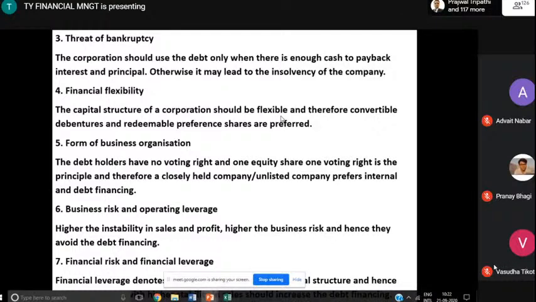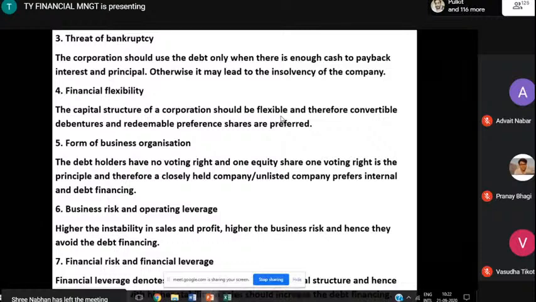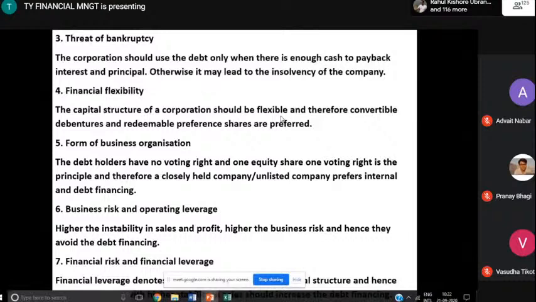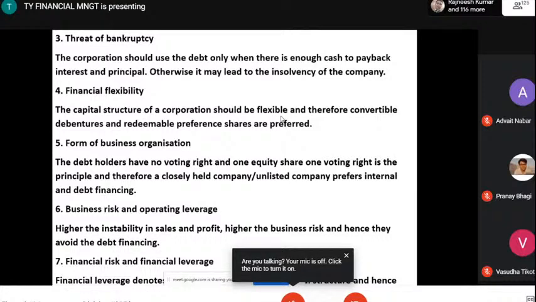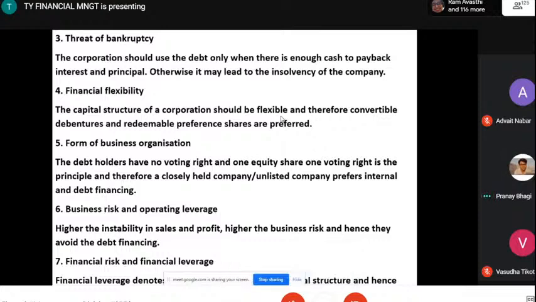The capital structure of a corporation should be flexible and therefore, please underline convertible debentures and redeemable preference shares. I would like to have the answer from some of you. What do you understand by convertible debentures? Boys, respond. Convertible debentures can be converted into shares. Shares means equity.